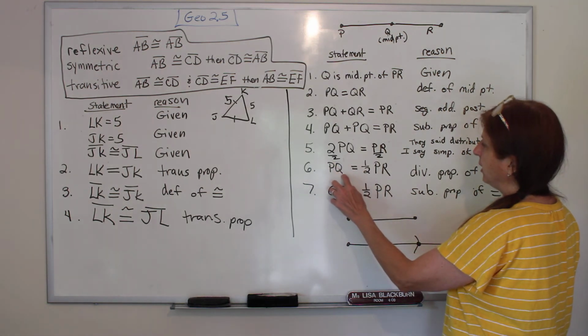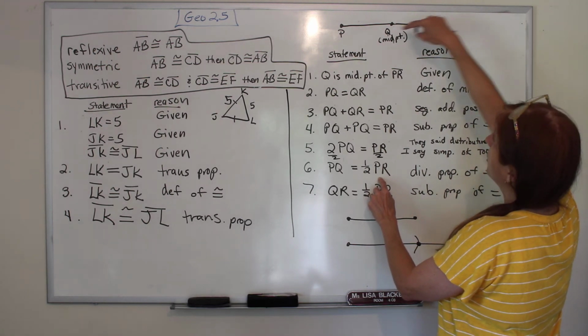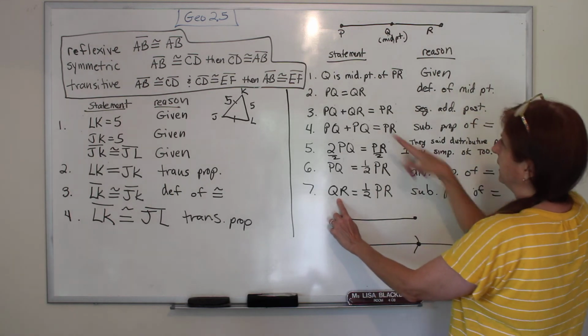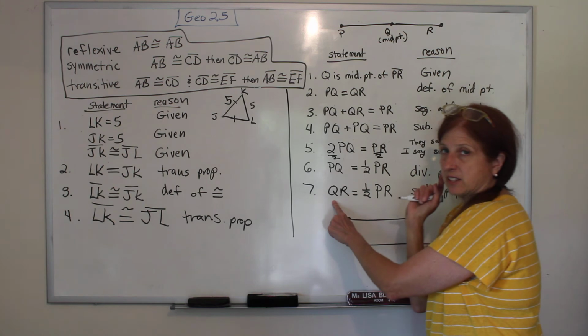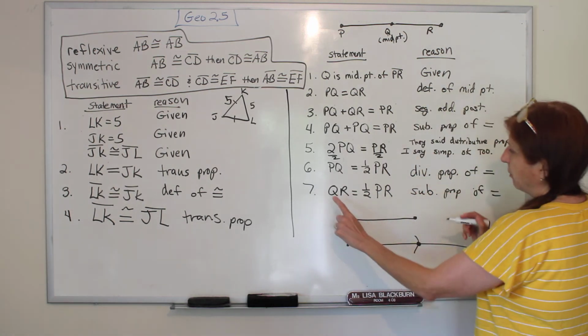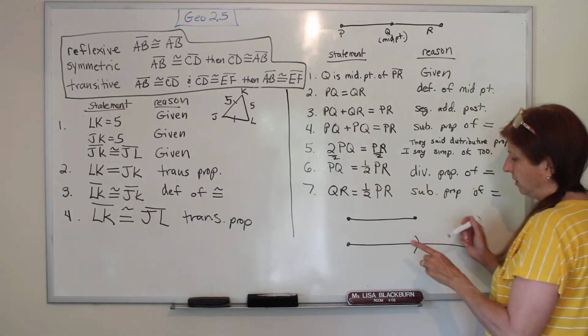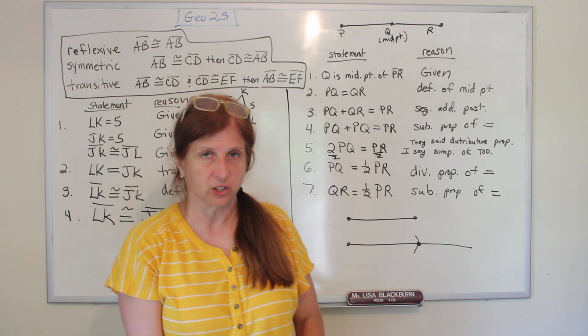So now we have PQ equals 1/2 PR, and we've already shown that PQ equals QR, so we can substitute it in. PQ equals QR. We can substitute it here after we sing the song, substitute, and then we have what we were supposed to prove: QR equals 1/2 PR. Alright, so that is it for section 2.5, just showing you some more proofs.